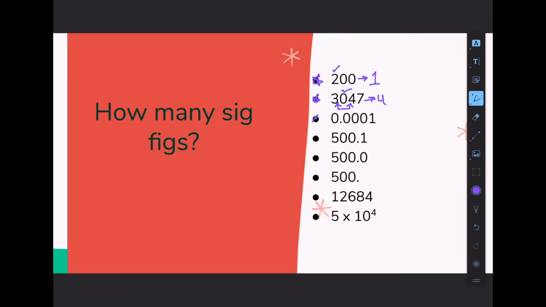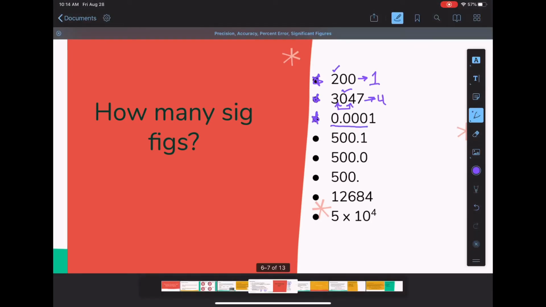All right, let's look at this one right here. This one has leading zeros. Leading zeros, remember, come in the front, and front leading zeros are never ever considered significant, meaning that we only have one significant figure here. On this one, we have sandwiched zeros again. Whenever we have sandwiched zeros, they count. So we're over here with 4 sig figs.